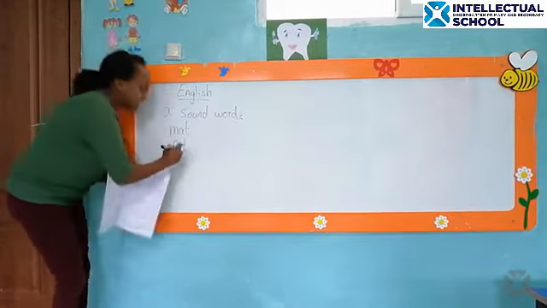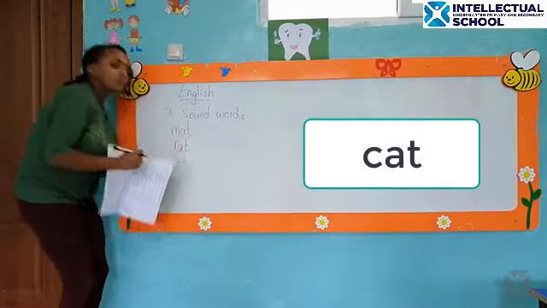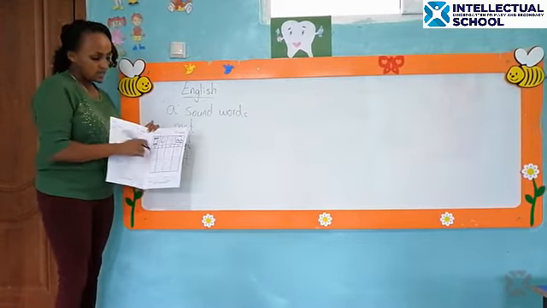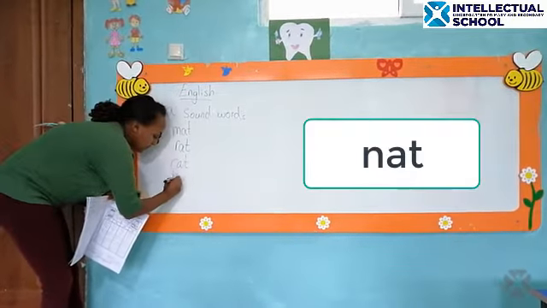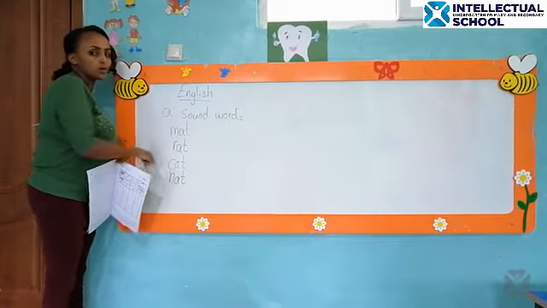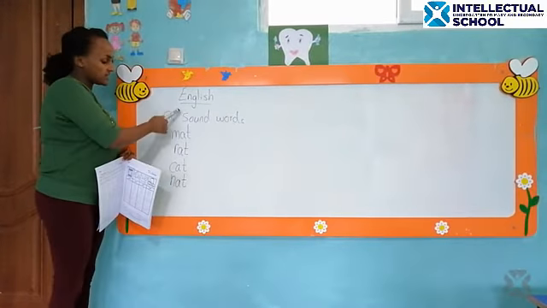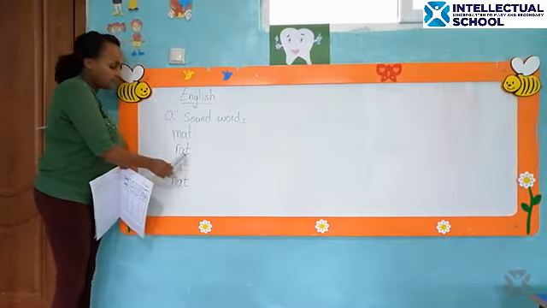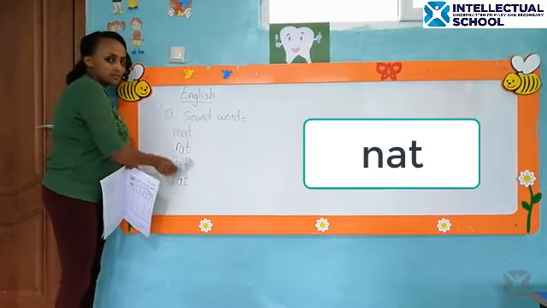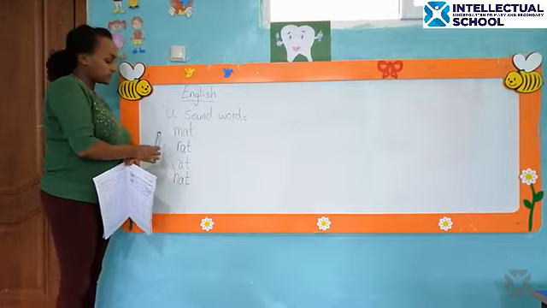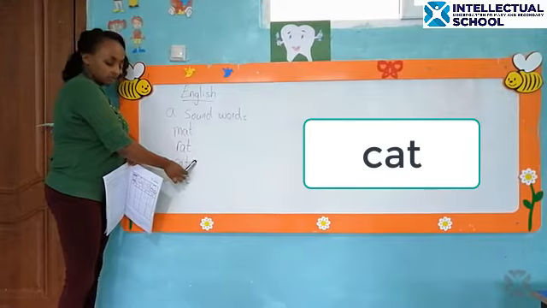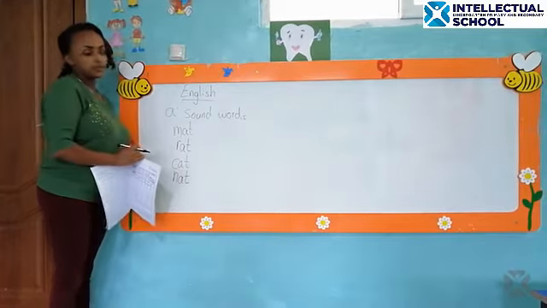The third word is cat. What is the third word? Cat. Yes. And the last word is hat. Hat. And these are a sound words, and they rhyme with the same ending sound, that is t. Mat, rat, cat, hat. Read it together with me, okay? Mat, rat, cat, hat. Good.